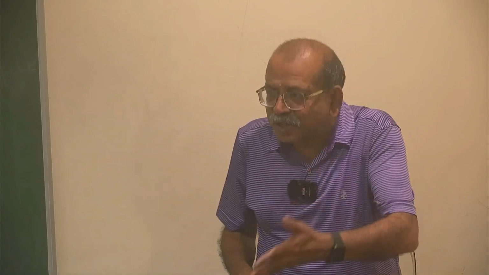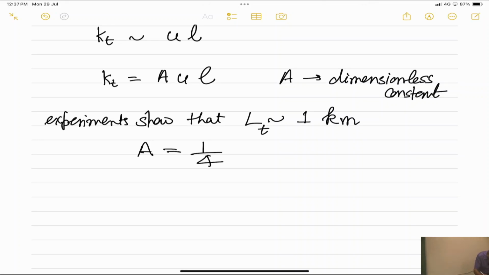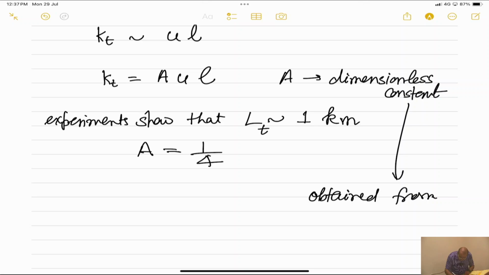So these sort of things will keep on happening as we progress in the course, as we learn how to do the modeling. So now the dimensionless constant has to be obtained from empirical data.